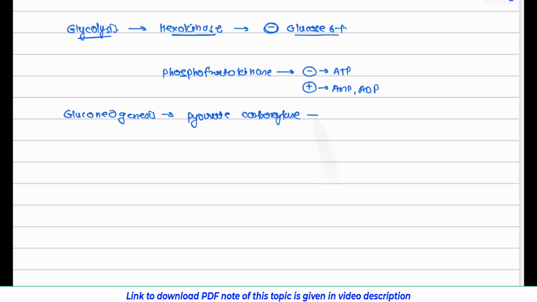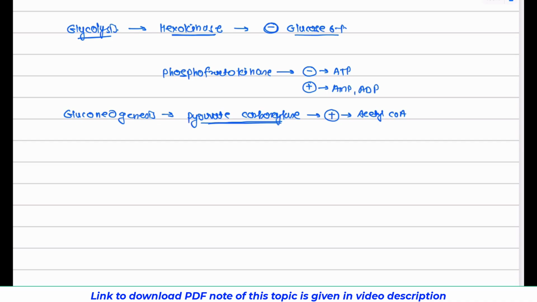This pyruvate carboxylase has only one allosteric site, and it is an activator site. And with this activator site, the positive allosteric modulator acetyl coenzyme A binds, and it stimulates the activity of this enzyme. So this is about allosteric regulation.